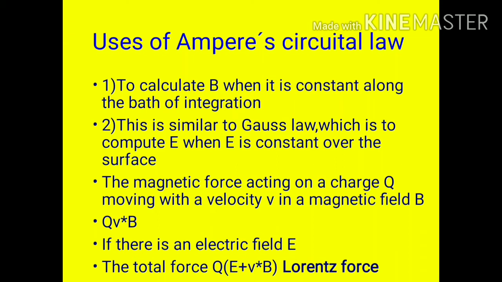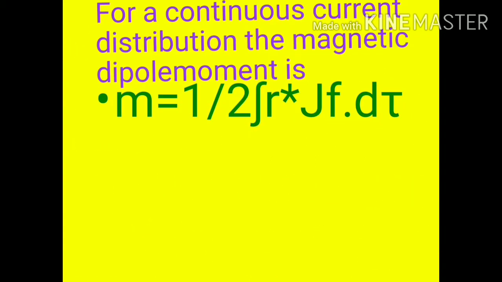Magnetic force acting on a charge Q moving with the velocity V in a magnetic field B is Q of V cross B. If there is an electric field E, the total force is Q within brackets E plus V cross B, which is the Lorentz force. For a continuous current distribution, the magnetic dipole moment is M equal to 1 divided by 2 times the integral of R cross JF d tau.